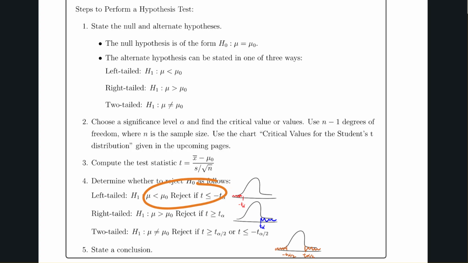So in this case, if we had a left-tailed test, we would reject if our test statistic had us in this left tail of the critical value. And if it was a right-tailed test, we would reject if our test statistic was in this right tail. And then if it was two-tailed, we would reject if we were before the left tail or after the right tail. If we're not in either of these sections for the given test, we would fail to reject. Finally, we state our conclusion.